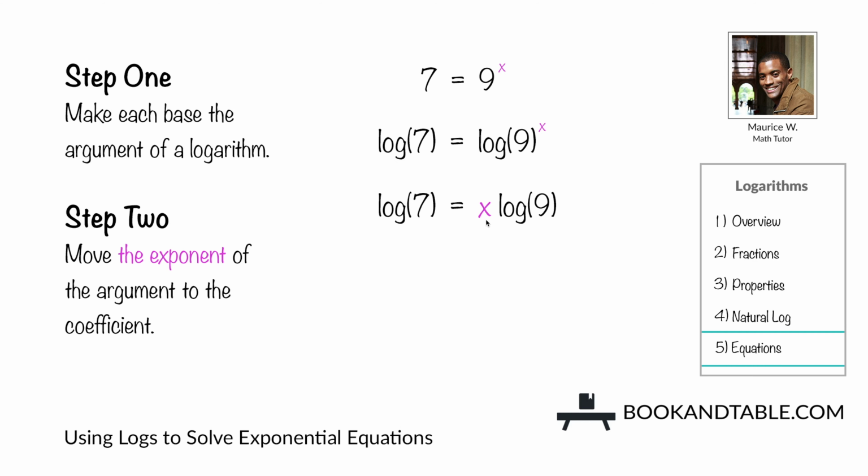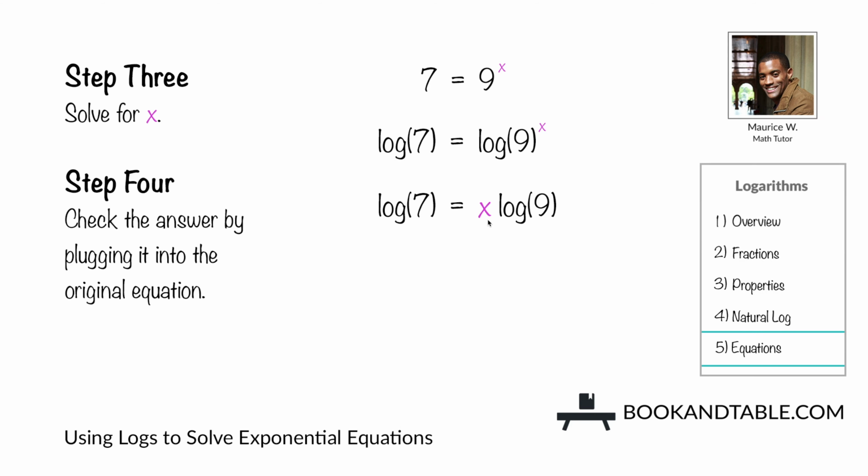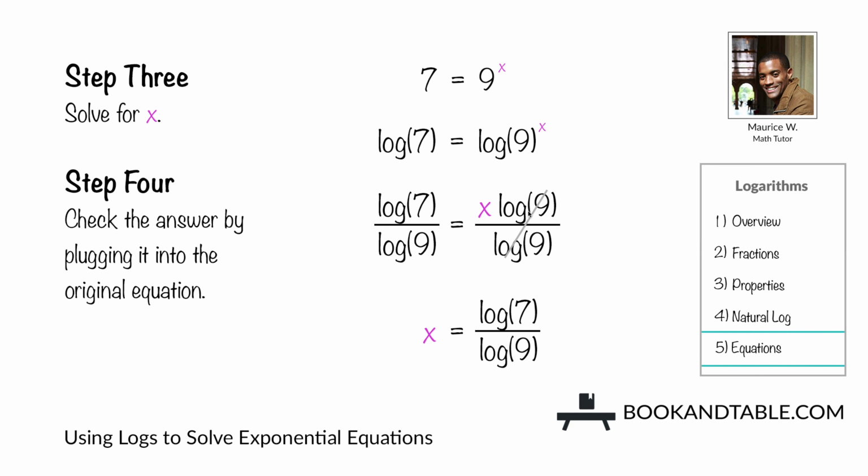And now that we've brought the x down, we can solve for x, so that's step 3. And we can do so by dividing both sides by the log of 9, showing us that x is equal to the log of 7 divided by the log of 9. And at this step, you can now plug this into your calculator, and we would find that x is equal to 0.885.